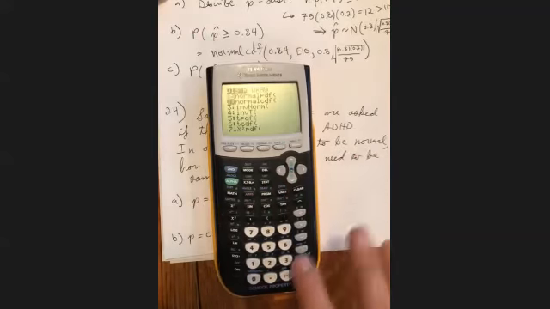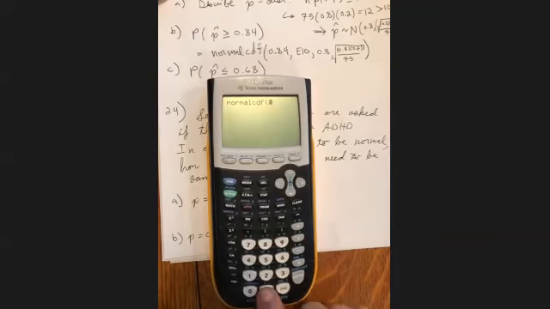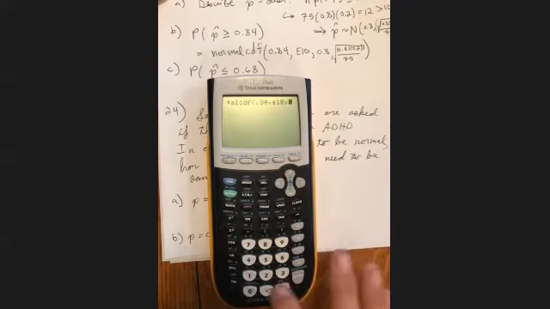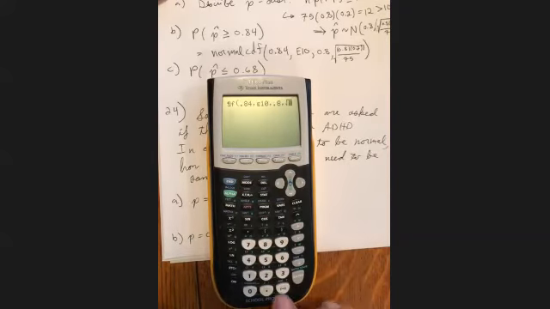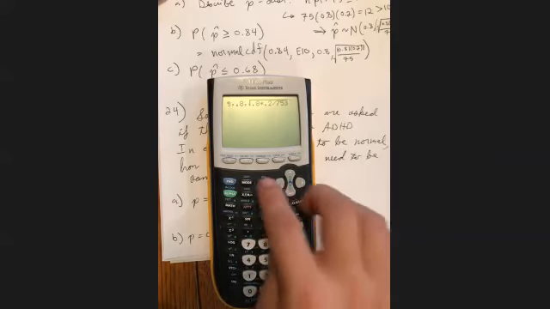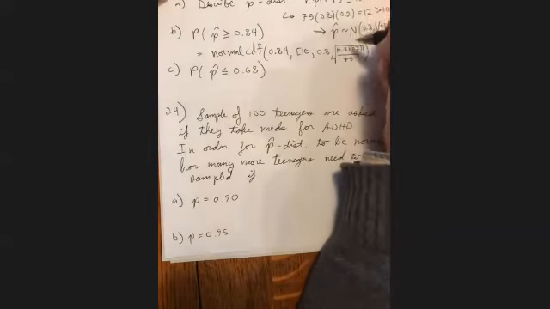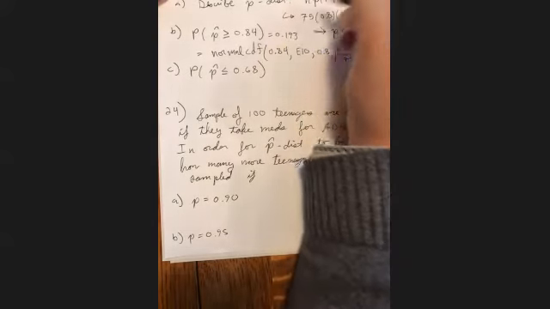Second vars, normalcdf. 0.84 is our lower bound, something sufficiently large for our upper bound, a mean of 0.8, and a standard deviation equal to the square root of 0.8 times 0.2 divided by 75. And we get a probability of 0.193. So the answer here is 0.193.